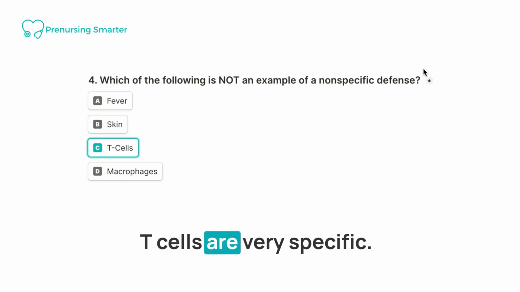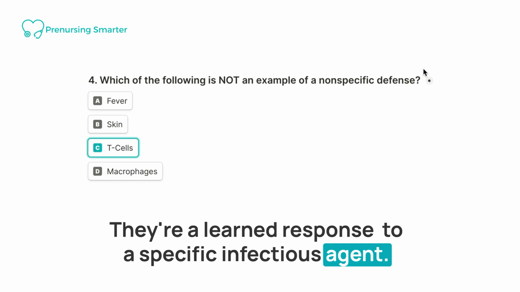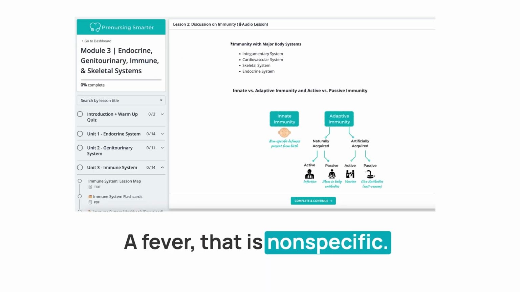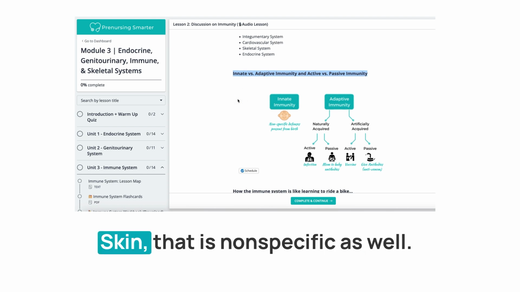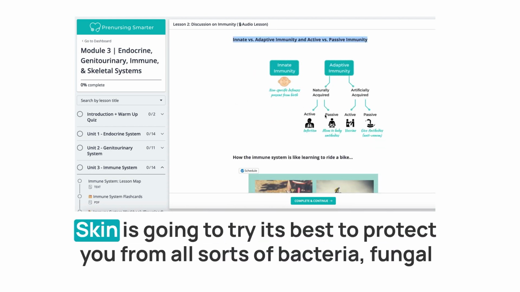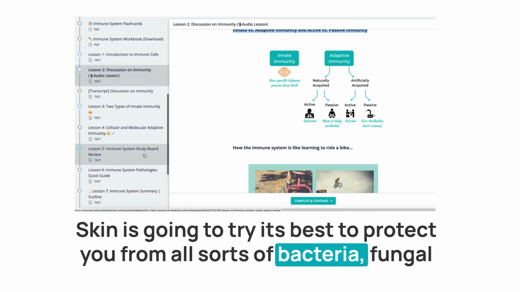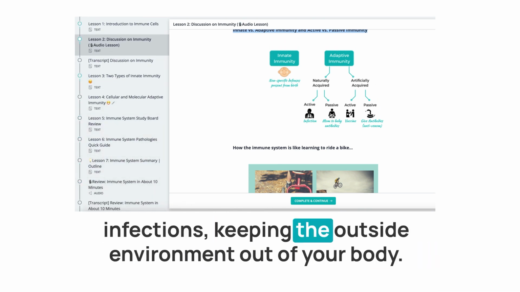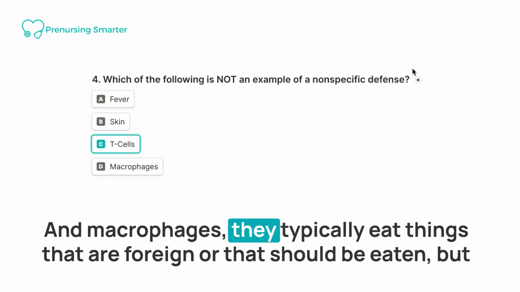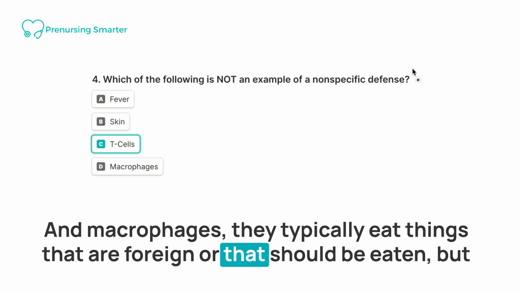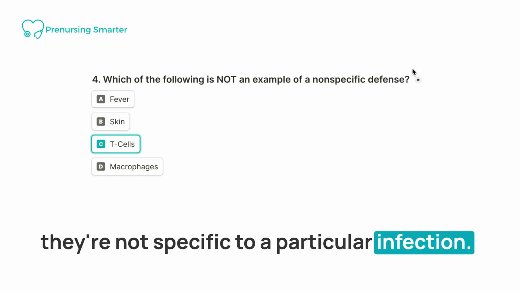T cells are very specific. They're a learned response to a specific infectious agent. Fever, that is nonspecific. You can have a fever if you have a cold, the flu. Skin, that is nonspecific as well. Skin's going to try its best to protect you from all sorts of bacteria, fungal infections, keeping the outside environment out of your body. And macrophages, they typically eat things that are foreign or that should be eaten, but they're not specific to a particular infection.